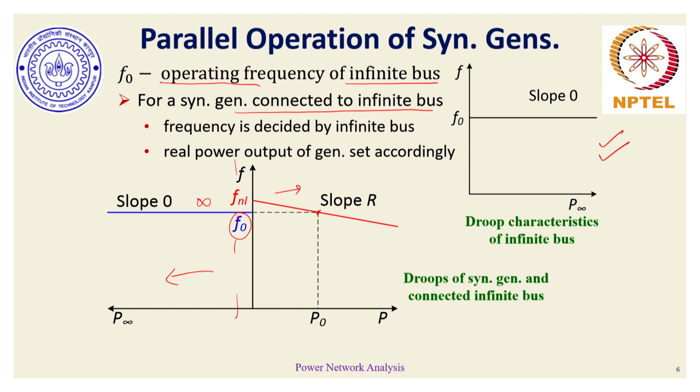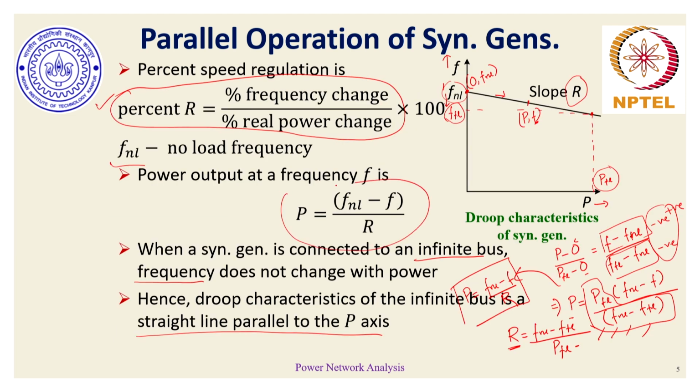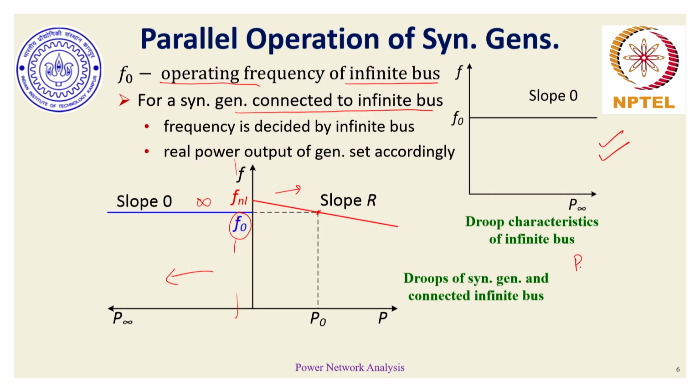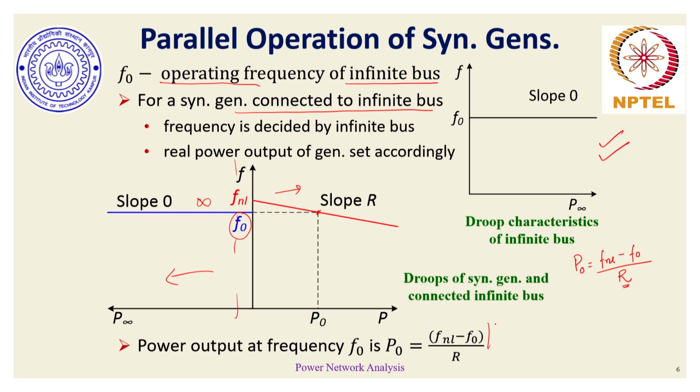So if we reuse our previous equation which is shown over here, then P naught is nothing but the no load frequency of the generator minus the synchronous frequency of the infinite bus divided by the slope R. R is usually a positive or non-zero number for a practical generator, whereas the slope would be 0 for an infinite bus, because the infinite bus frequency will not change no matter the load changes or generation changes. So that's where this formula comes in for the power output of a synchronous generator synchronized to an infinite bus.